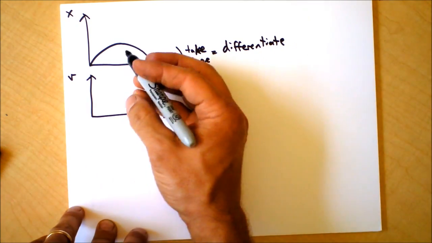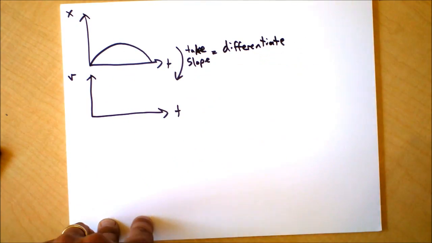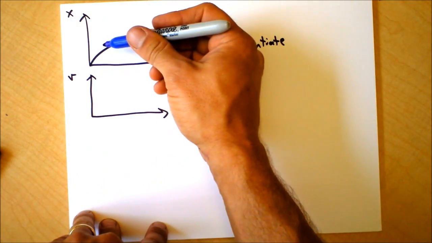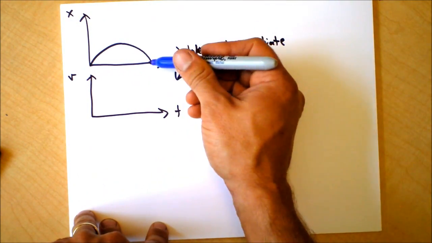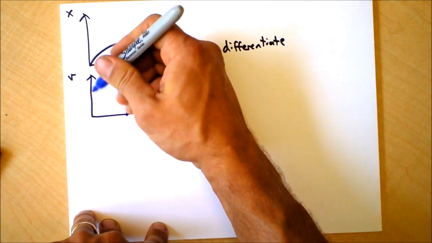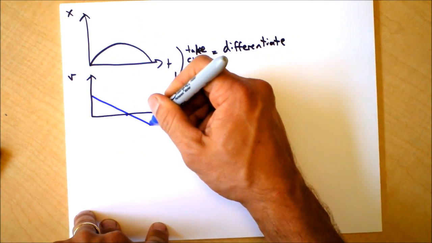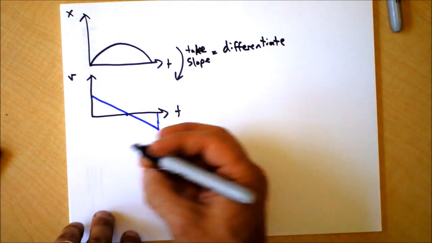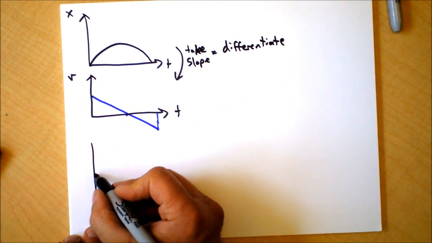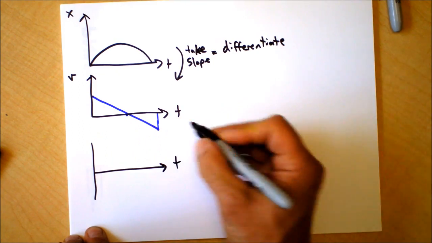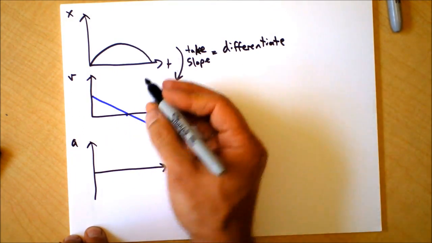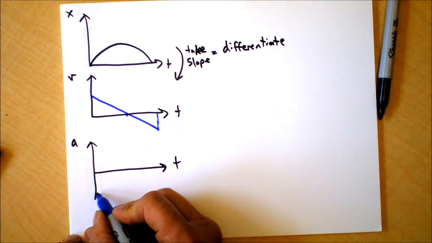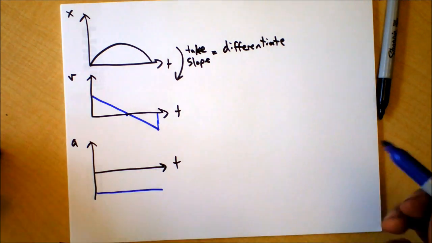And so we need to find the slope here. The slope is, well, positive, then 0, and then negative. So we're going to have a very similar shape. And if we continue, we can find the graph of acceleration as a function of time. And that is a negative number because this is a negative slope and it's consistently negative. And again, we get the same shape.